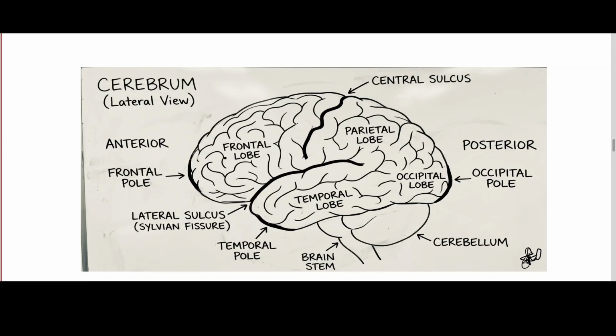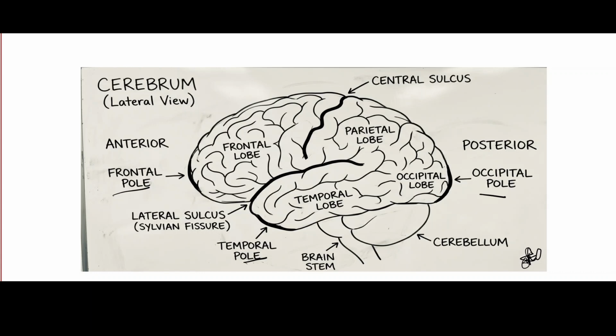Now each cerebral hemisphere has three ends known as poles. First we have the frontal pole. This is the frontal pole. And we have the occipital pole. Now this is the occipital pole, and we also have the temporal pole. So each cerebral hemisphere has three poles: the frontal pole, the temporal pole, and the occipital pole.